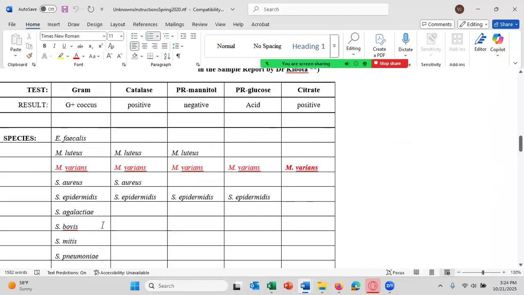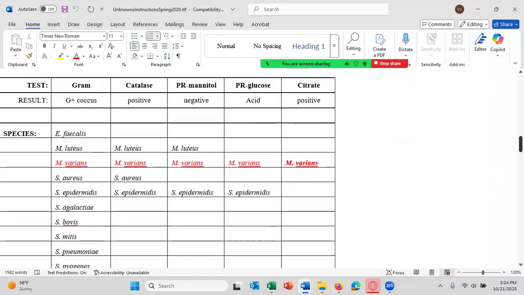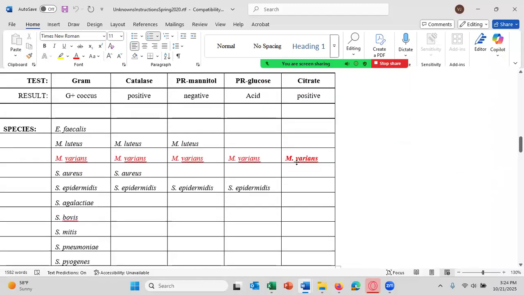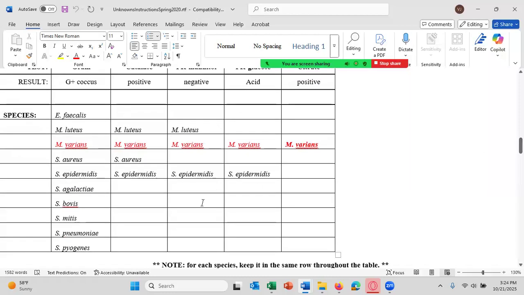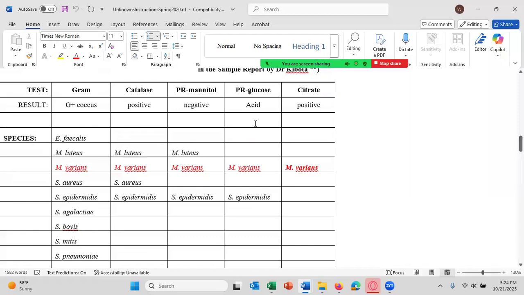So the first test this person ran was the gram stain. And the conclusion, that should be conclusion there, was gram-positive coccus. And that narrowed it down to these species. The next test the person ran was the catalase test. It was catalase positive. That narrowed it down to these 4 species. The next test the person ran was the PR mannitol test, and there's PR mannitol negative. That narrowed it down to these 3 species.